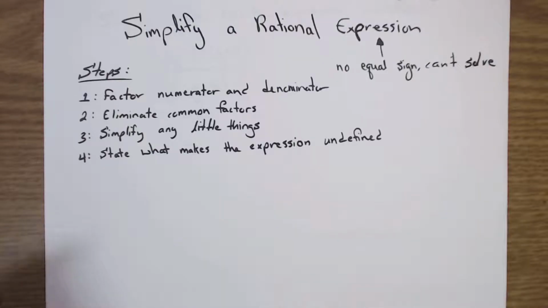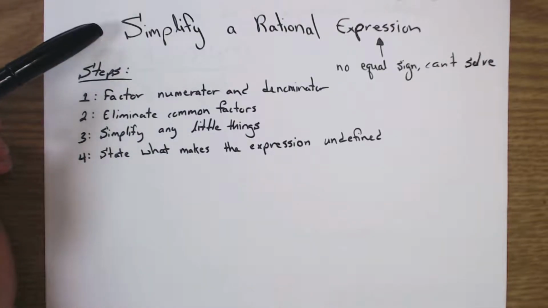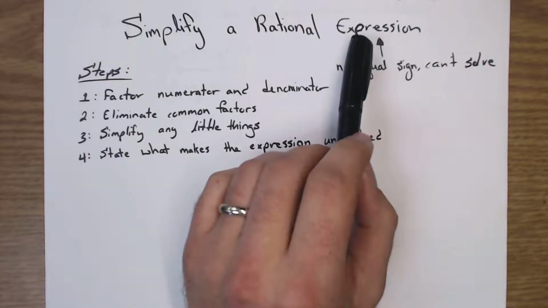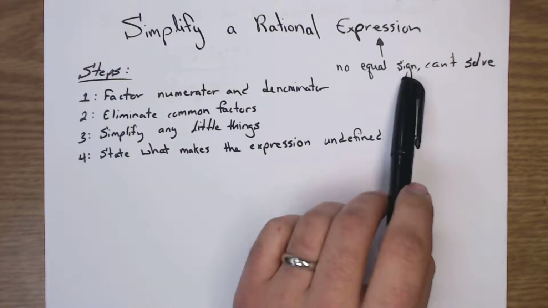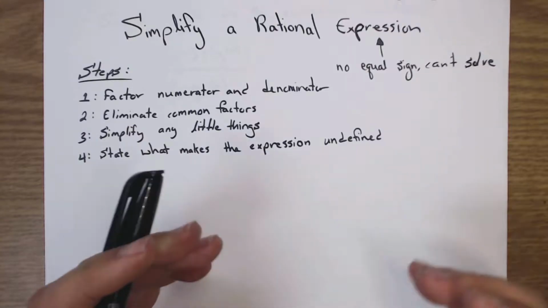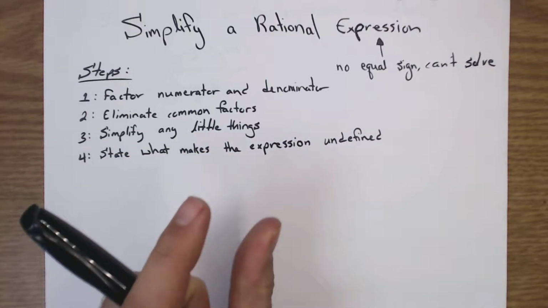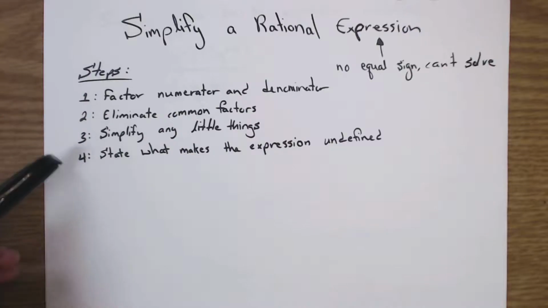Hey everybody, I'm Mr. Hartzler, and today we're going to talk about simplifying a rational expression. Keep in mind, an expression has no equal sign, so we can't actually solve it. We're just trying to condense it down or make it a little bit smaller. We have four major steps in that.